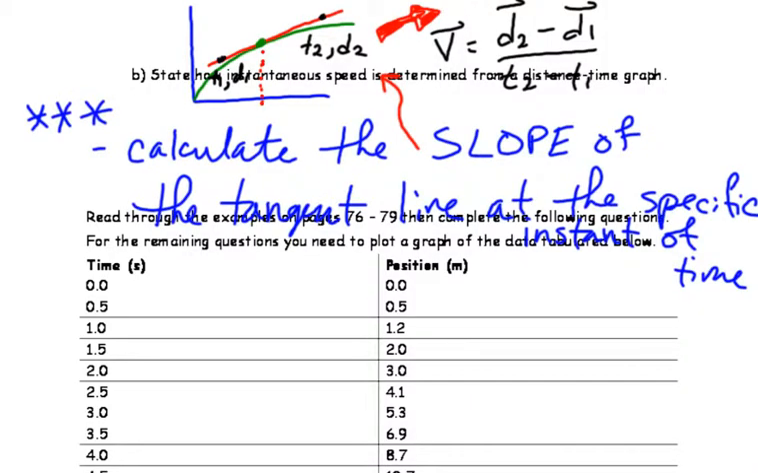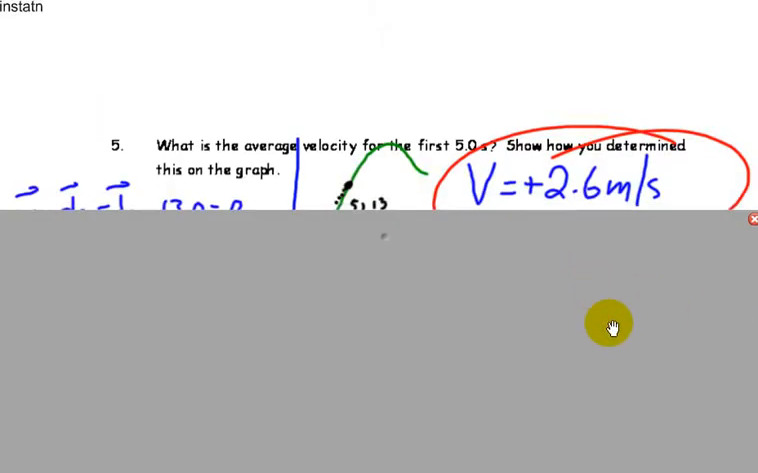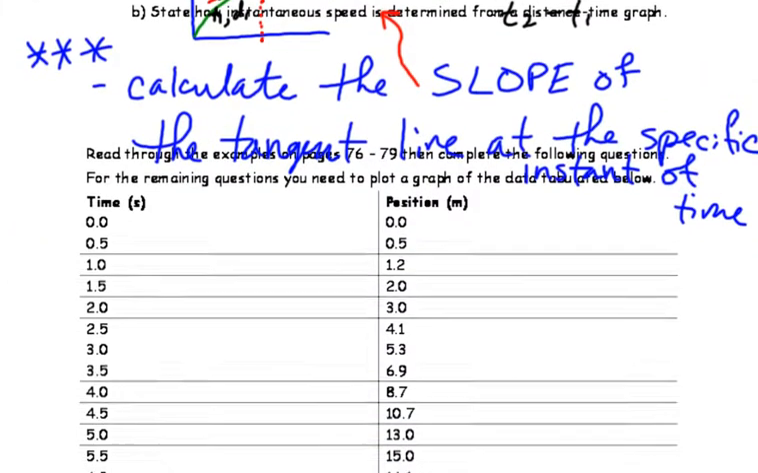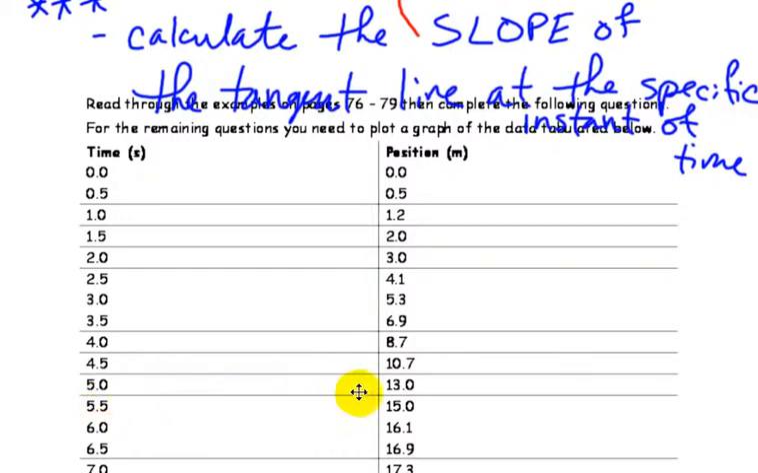Okay, so the next question here, if we're using that graph, now I just drew a little miniature version over here so I wouldn't have to flip back. What is the average velocity for the first 5 seconds? Show how you determine this on the graph. So the first 5 seconds, 0, 0, and 5, comma 13. Even on the data table, you'll see at a time of 5, it's a position of 13.